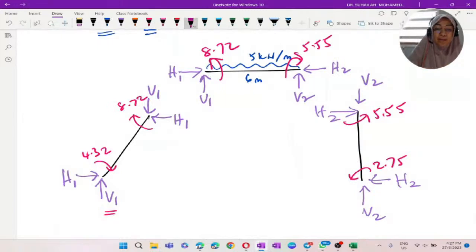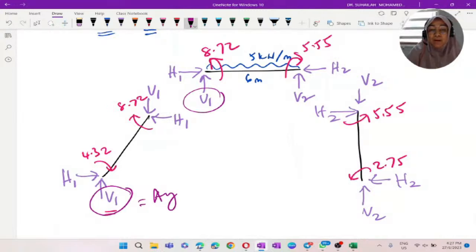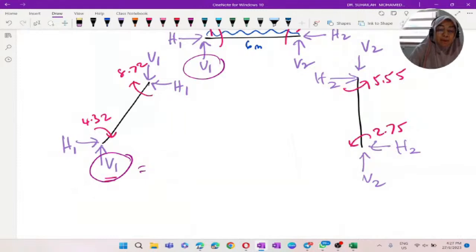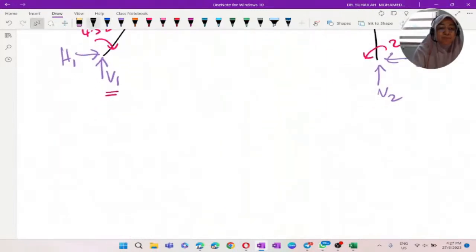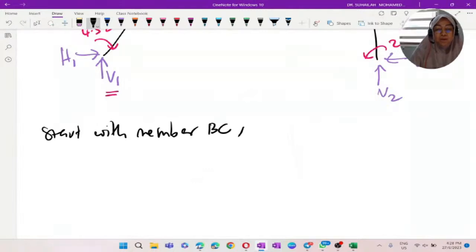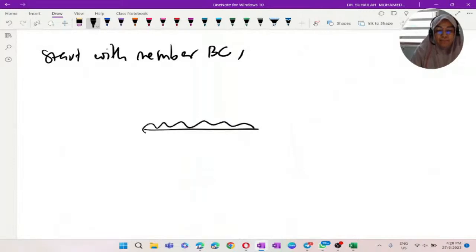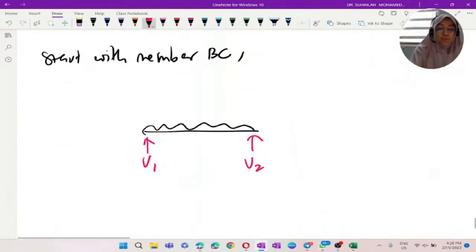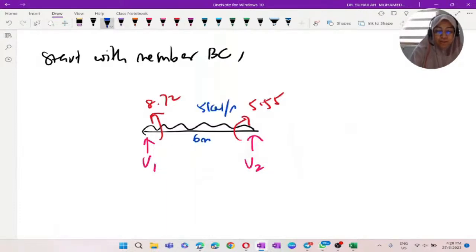Because once we get this, this is actually the AY value. So once we get AY, we will get AX. So we start with member BC. For member BC, we draw the diagram. This will be V1 and V2. The moment is one negative, one positive: 8.72 and 5.55. It is 6 meter and 5 kilonewton per meter.